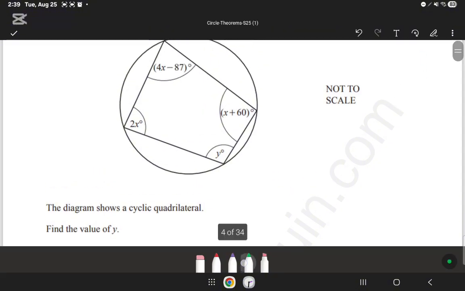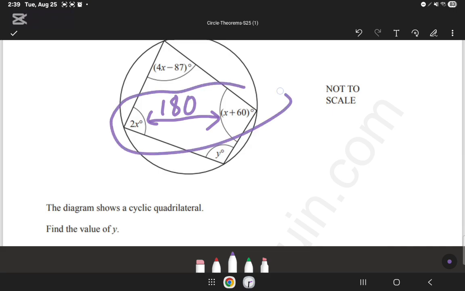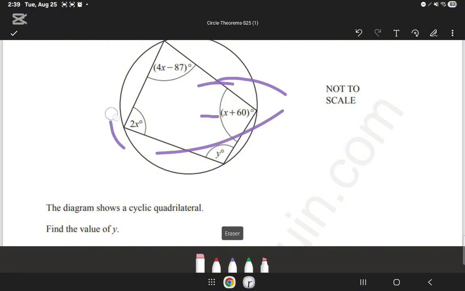First let's identify the opposites, which is this and this. We can see from here these two only have x, and we know that the opposite angles should equal 180. So first we're going to solve for this and find the value of x, which we can use to substitute later and find the value of y.